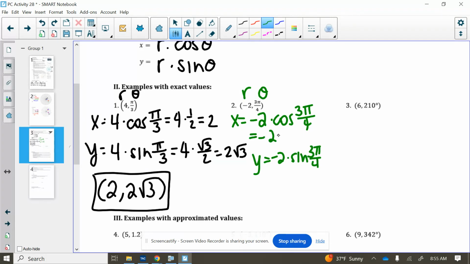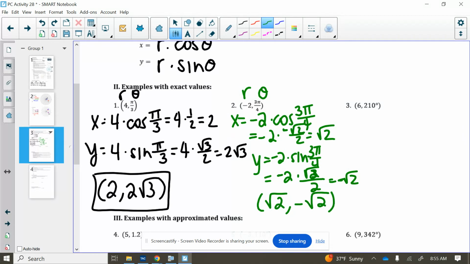Well, the cosine of 3 pi over 4 is negative square root of 2 over 2. So the negatives cancel, and then the 2 divided by 2 cancels, and we're just left with square root 2. And for the y's, we have -2 times the sine of 3 pi over 4, which is square root of 2 over 2. That ends up being negative square root 2. So this time we're at right square root 2, down square root 2. So a quadrant 4 point.